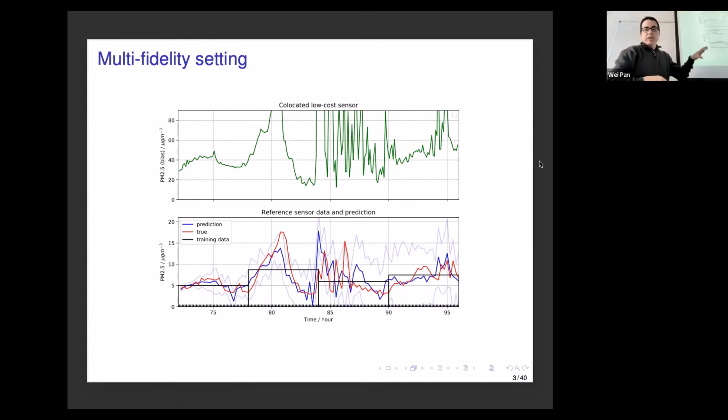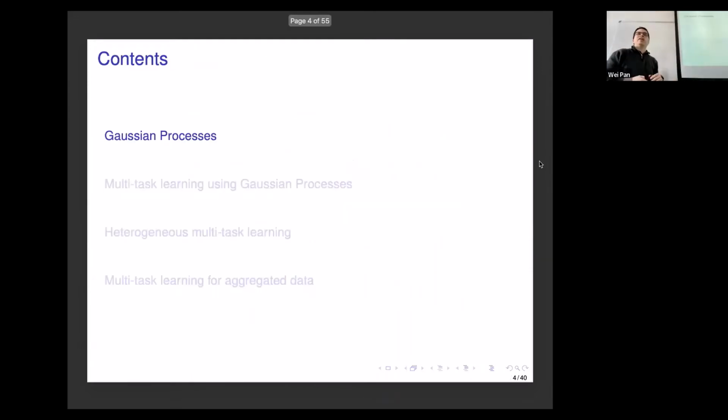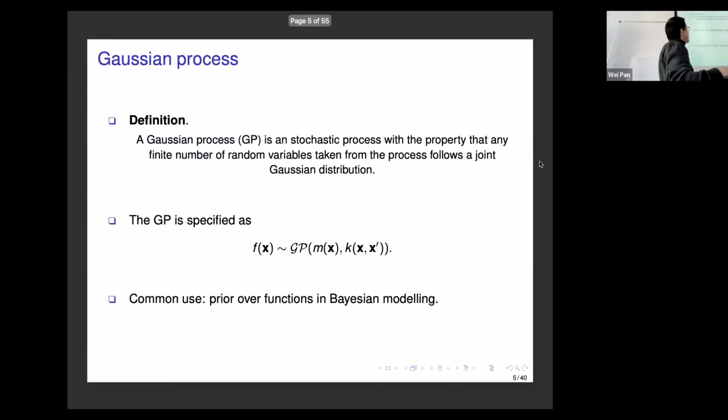And for building these models, I'm going to use the machinery of Gaussian processes. So I feel that I have the obligation to tell you a bit about Gaussian processes. So I'm going to do that. Gaussian processes are basically generalizations of multivariate Gaussian distributions. Multivariate Gaussian distributions apply to finite vectors, whereas Gaussian processes apply to functions. So formally speaking, a Gaussian process is a stochastic process such that if I take a finite number of random variables from that process, they follow a multivariate Gaussian distribution.